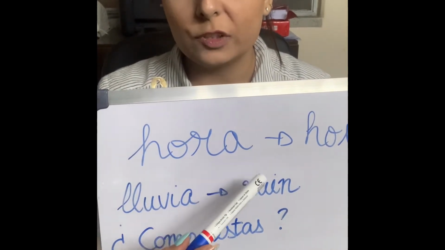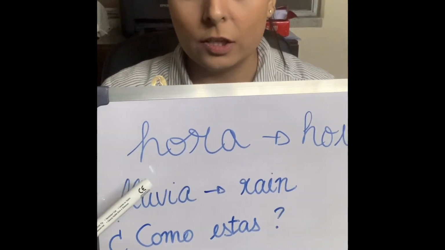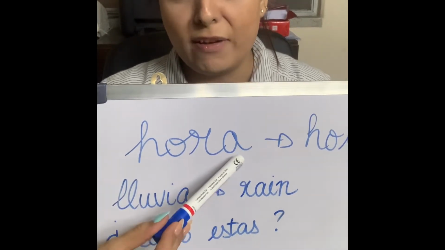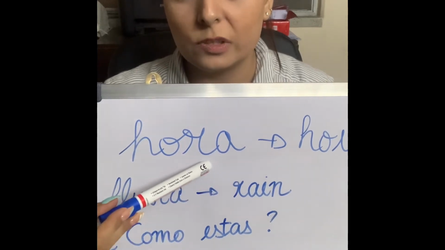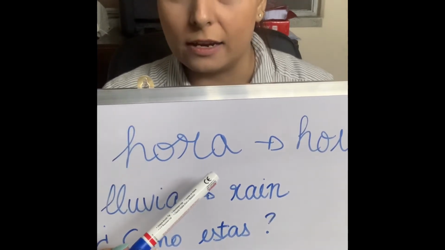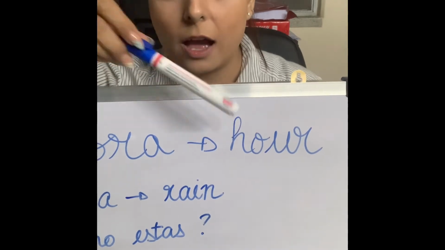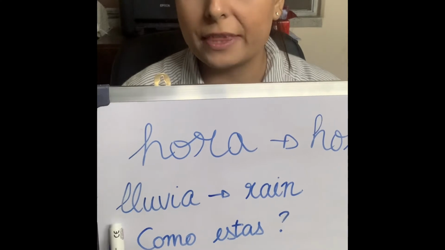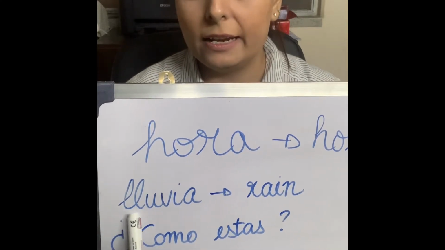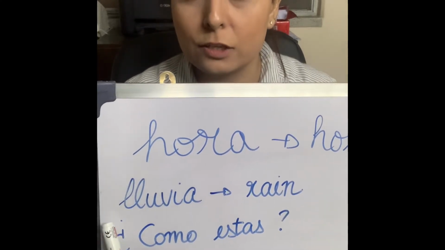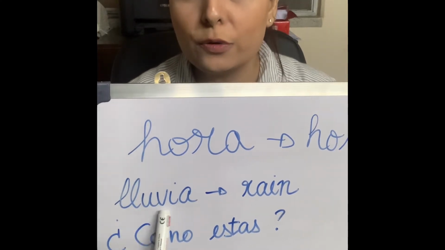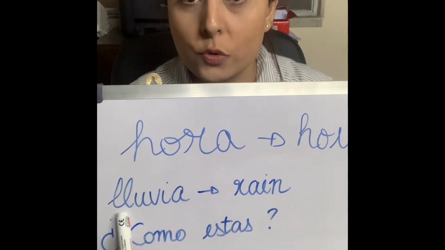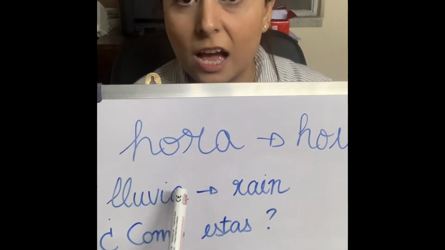So the next set of examples, the word H-O-R-A is pronounced as ora. The H remains silent. The alphabet A is pronounced as A, ora, which means hour in English. So, here we go with another example. Double L is pronounced as Y. So, the word lluvia means rain.